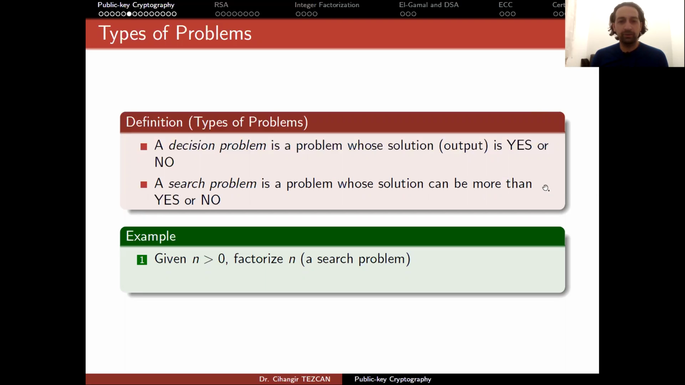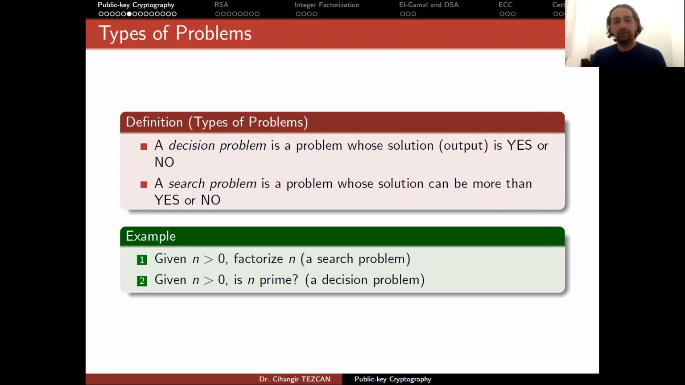For an example of a search problem, we can talk about the factorization problem. Given an integer n, which is greater than 0, you are asked to factorize n. So this is a search problem. You are trying to find divisors of n. But we can turn this into a decision problem as follows. Given an integer n, the question is: is n prime? This is a decision problem because your answer would be yes or no.